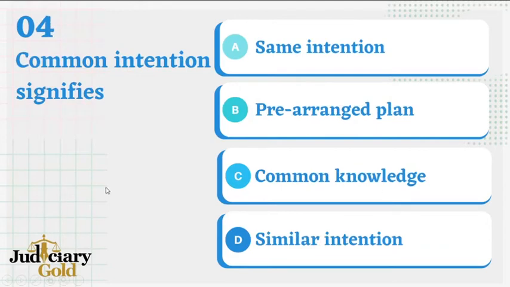Moving on to the next question, that is question 4. Common intention signifies. Options: same intention, pre-arranged plan, common knowledge, similar intention. The answer to this question is pre-arranged plan. So what does common intention signify? Pre-arranged plan. When two or more people plan to do the same thing, there is a pre-arrangement between them, that is common intention.